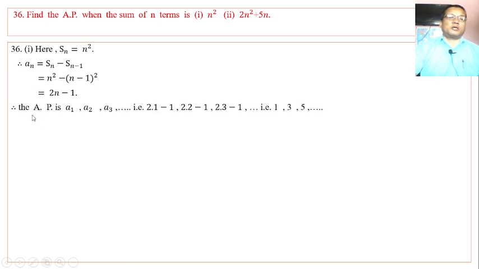Therefore the AP is A1, A2, A3. Putting n as 1, 2, 3, we get the respective terms. The AP is 1, 3, 5 and so on.